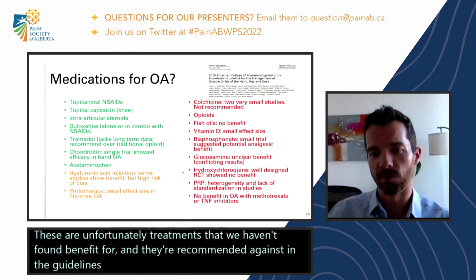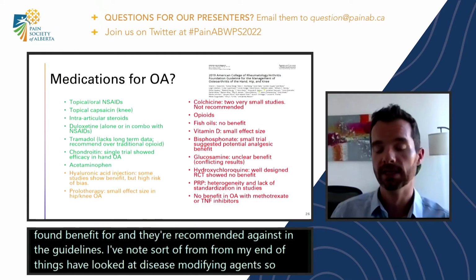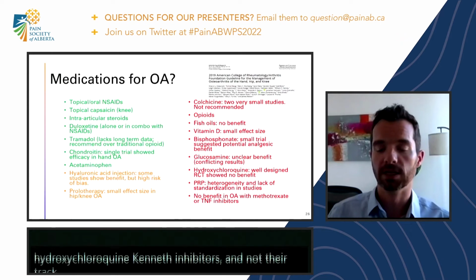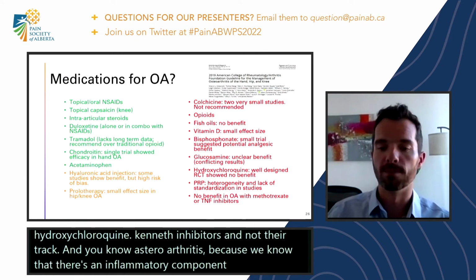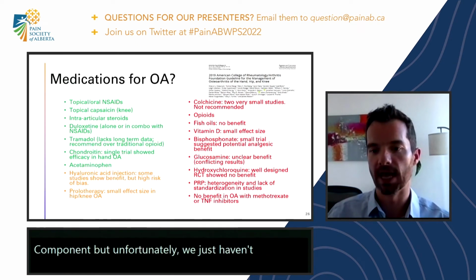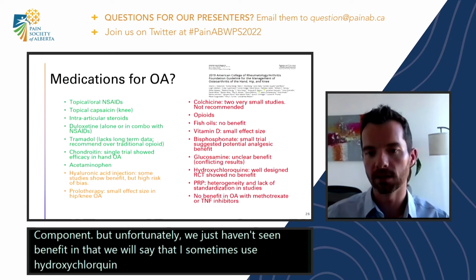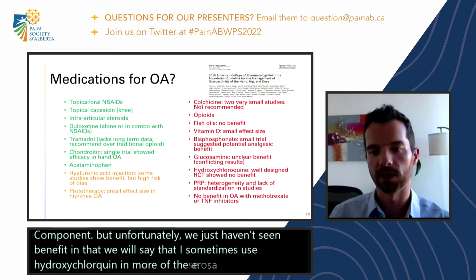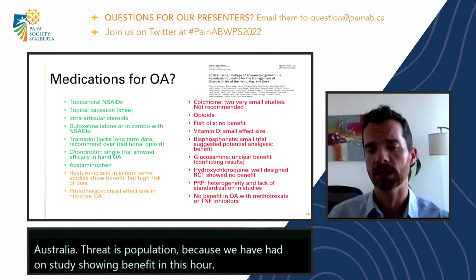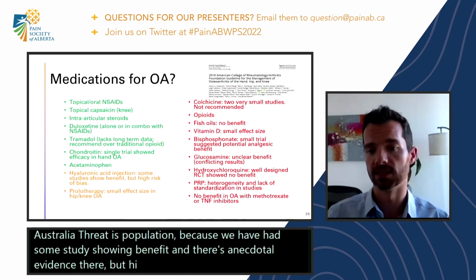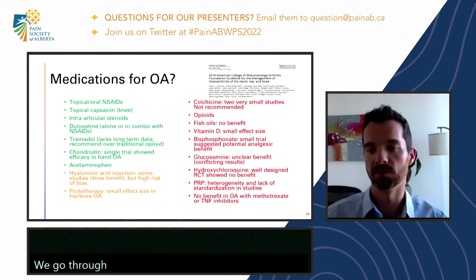Of note, from my end of things, we have looked at disease-modifying agents, so hydroxychloroquine, TNF inhibitors, methotrexate in osteoarthritis, because we know that there's an inflammatory component, but unfortunately, we just haven't seen benefit in that. I will say that I sometimes use hydroxychloroquine in more of the erosive osteoarthritis population because we have had some studies showing benefit and there's anecdotal evidence there. But I always tell them that this is very limited evidence. We go through all the risks and benefits before proceeding.